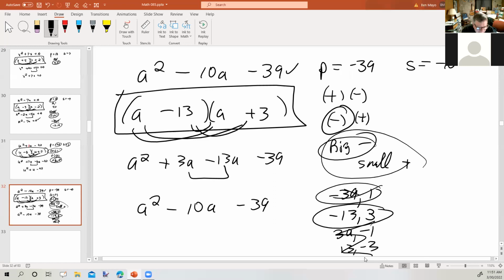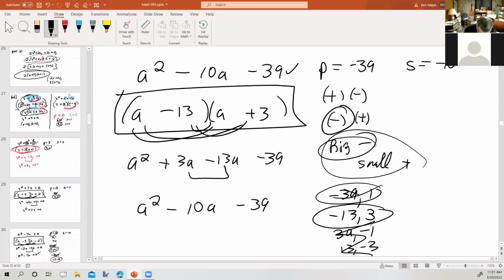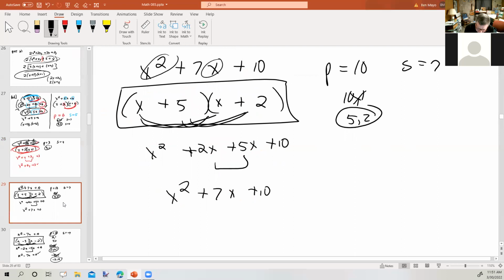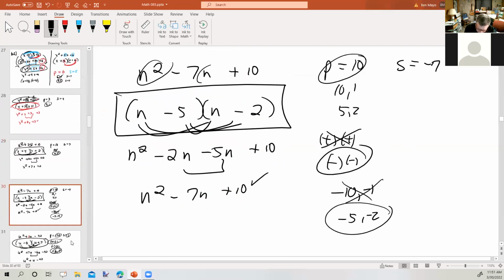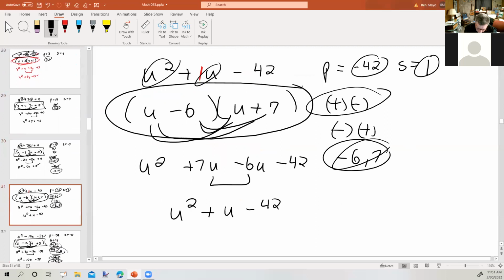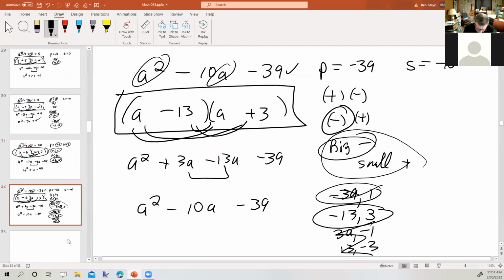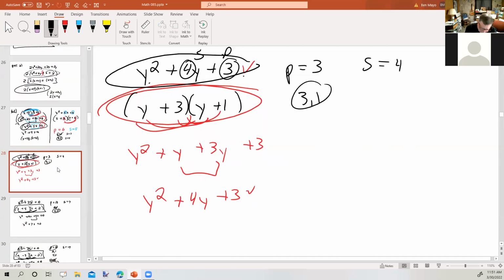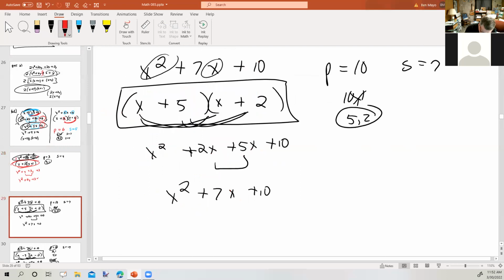Now, something I didn't mention until now, but I want to go back and mention it. In each case, this trinomial, along with each other trinomial we've looked at, was in standard form or descending powers of the variable. Y squared, y, no y at all. X squared, x, no x at all. N squared, n, no n at all. U squared, u, no u at all. A squared, a, no a at all. Okay, they were all in descending powers. They also had a leading coefficient of an implied 1.